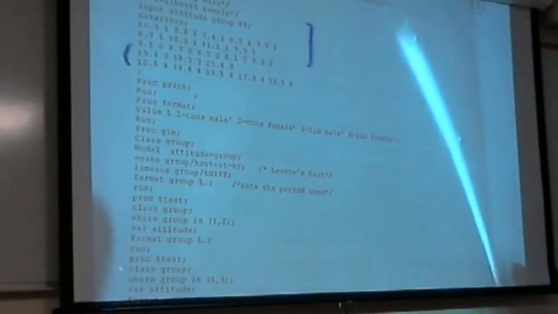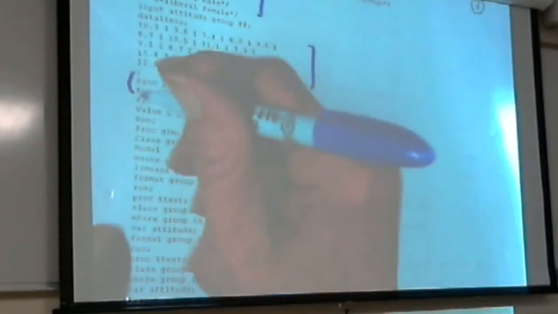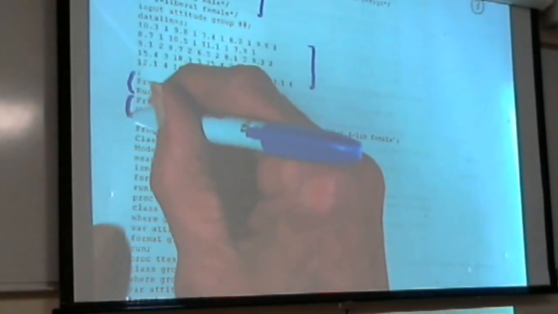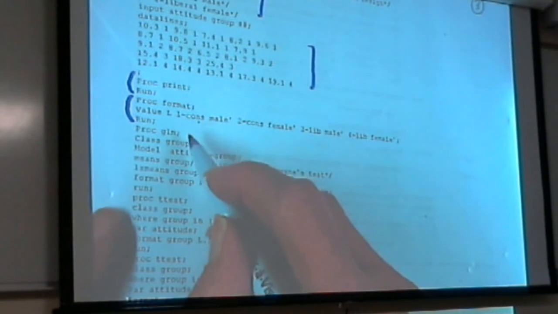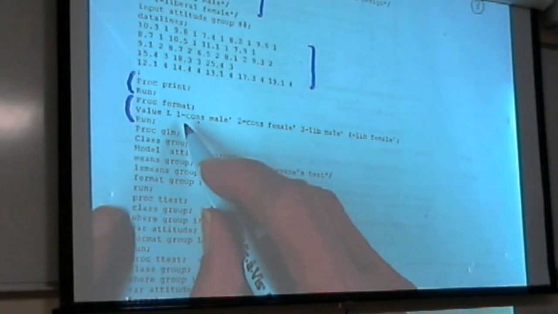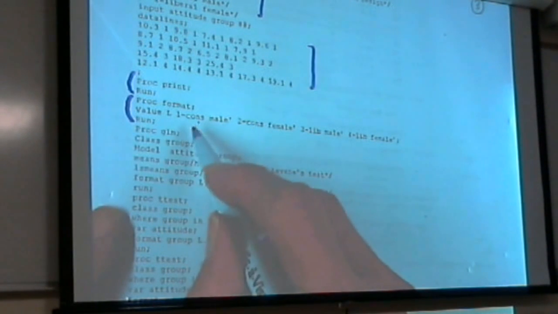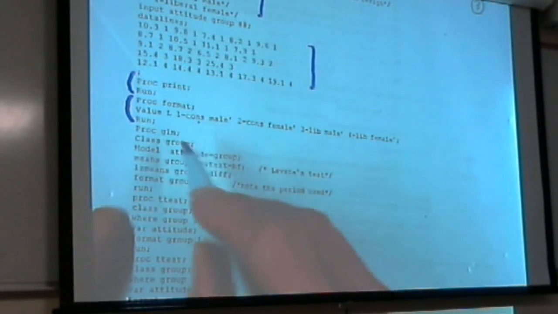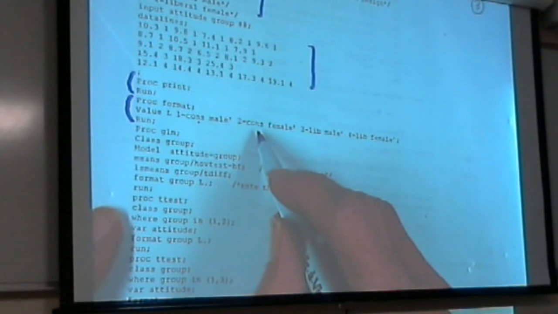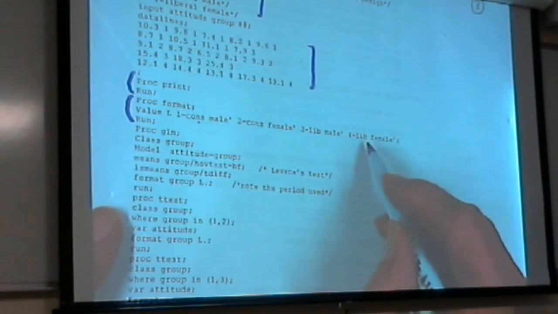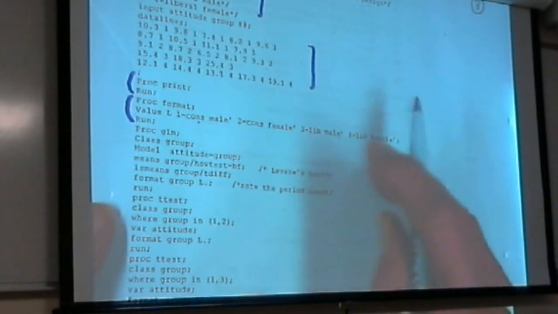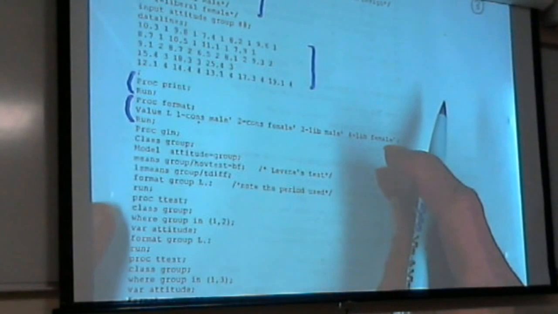What comes up next? Well, after that, this is something new, a proc format. What I want to establish is some kind of verbal formatting. So in this value line, I want 1 to stand for conservative males, 2 to stand for conservative female, 3 to stand for liberal male, and 4 to stand for liberal female. So I set up that with this proc format here.